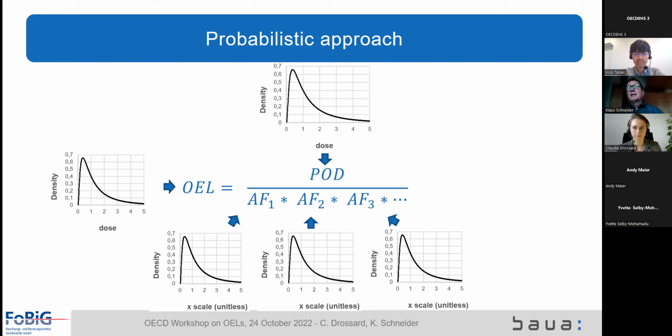In the center of this slide, you see the equation you are familiar with for deriving an OEL. The POD is divided by the assessment factors to yield an OEL value. And you can do exactly the same thing while expressing all these input parameters as distributions. For combining distributions, you would need to use probabilistic methods, but this can easily be achieved by Monte Carlo analysis methods, which are freely available.